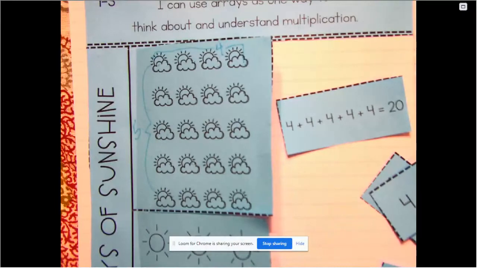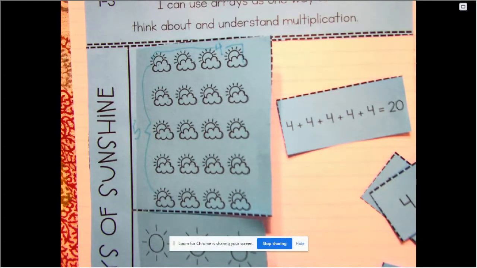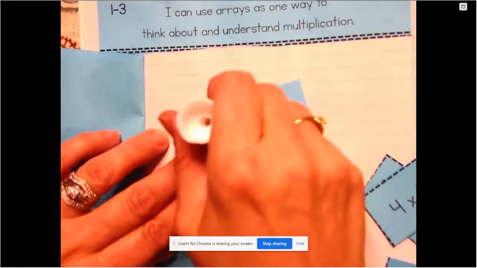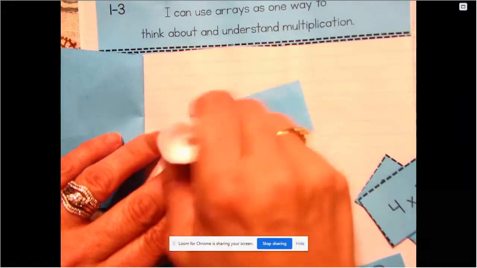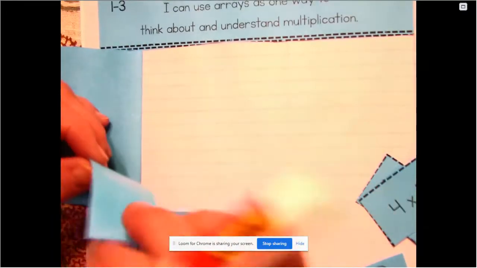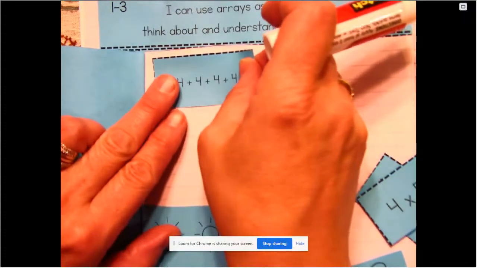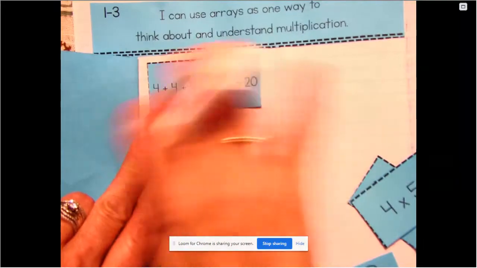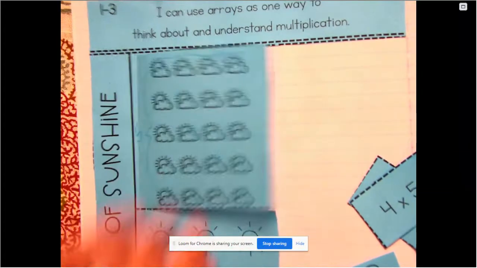So we're going to grab our glue. Roll that up just a smidgen. We're going to take this 4 plus 4 plus 4 plus 4 plus 4 and put it under here. Okay, so that equation goes with this array. All right.